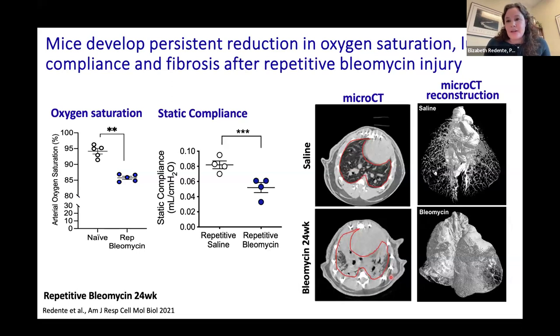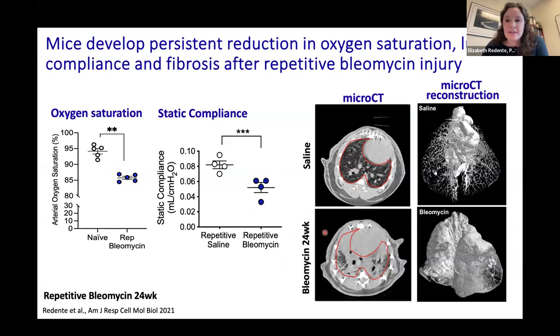With this model, we wanted to try to characterize it as well with clinically relevant outcomes. So we were able to look at oxygen saturation in these animals, where we see a significant reduction, as would be expected based on the amount of disease in the lungs. Again, looking at physiology, our static compliance is significantly reduced in our fibrotic mice compared to our controls. And then we're very fortunate to have access to a microCT, so we're able to longitudinally analyze our mice over time with high-resolution images.